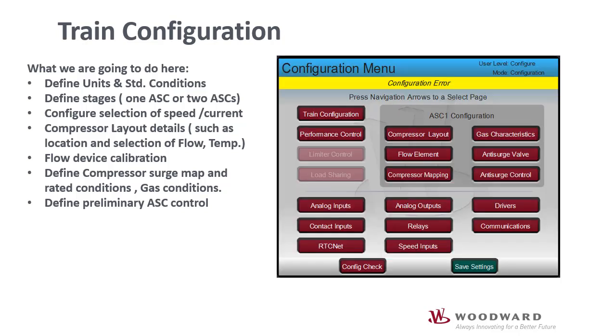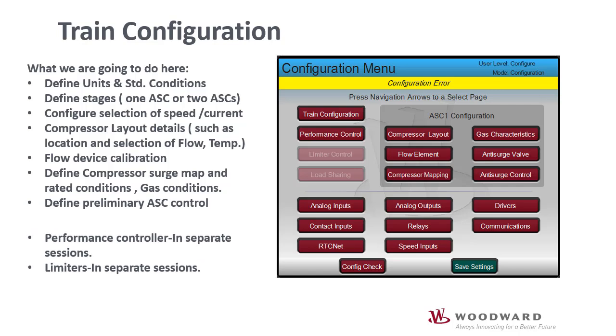Ensure that on this screen, on your top right corner, you have the user label as configure and the mode as configuration. You can see it on the screen on the top right hand corner. So we will start first with the train configuration mode. Now you may wonder why we are not doing the performance controller or limiter. Those things are covered in separate training videos.